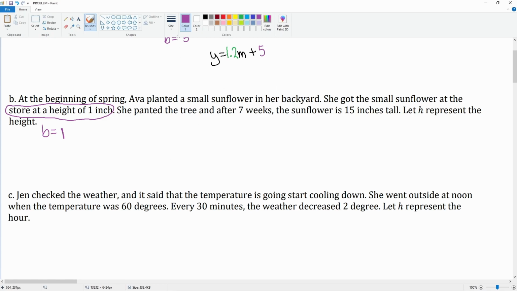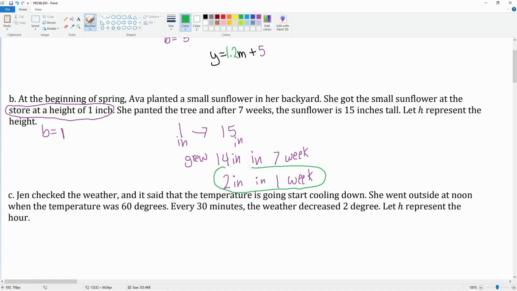So this is interesting. She got it at 1 inch, then it became 15 inches. How much it grew was 14 inches in 7 weeks. So to get it in 1 week, we divide it by 7. That means it's 2 inches in 1 week. This is considered the slope.